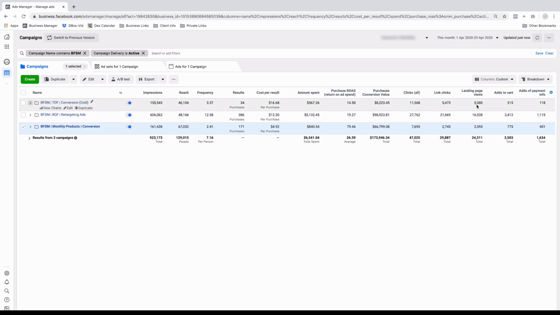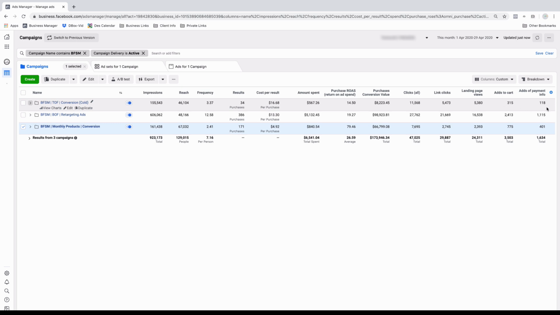From the landing page views to add to cart, what this is telling me is they're seeing a product that they're interested in. They're going and having a look on the landing page, but they may not find what they're really looking for. They may not find that the pricing suits them. They may not find the products that they're looking for. There's a lot of reasons why they could potentially fall off and not actually add to cart. From adding to cart to your payment information, there is a substantial drop off.